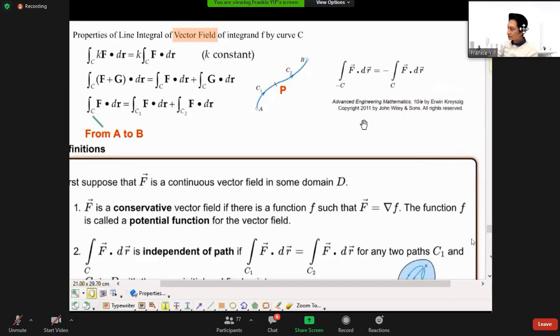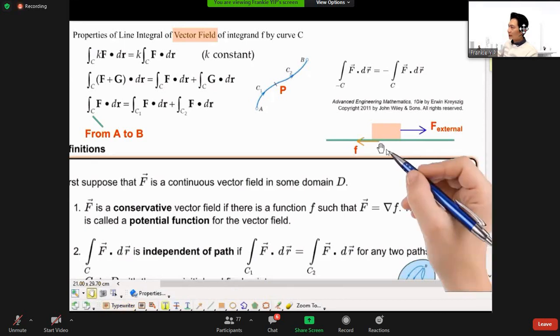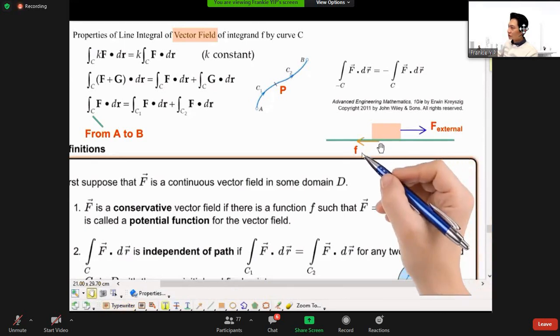Got it? Okay, let me guide you through one example using physics, where F external is over here, and then F is going behind like that.